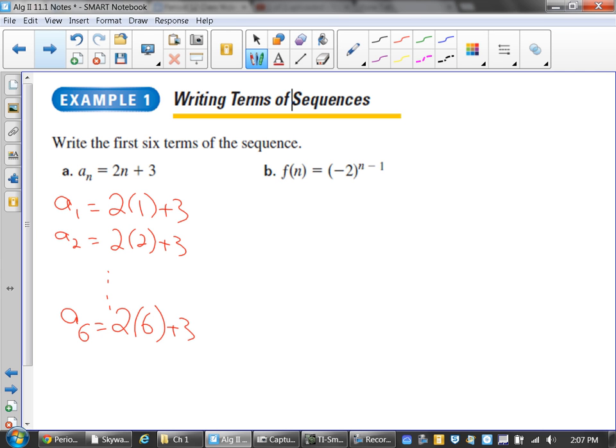Now what's nice is that, granted, the math here is very easy. You could go through and probably pop those out in your head with nothing. 5, 7, and so on and so on. Okay? But what if I told you there was an easier way?